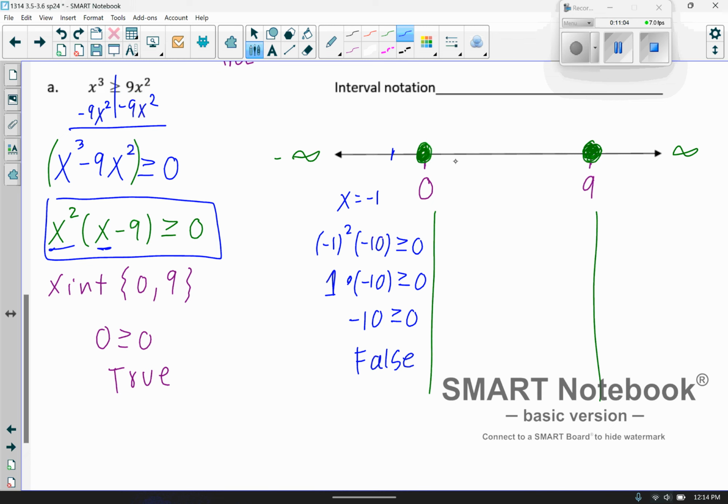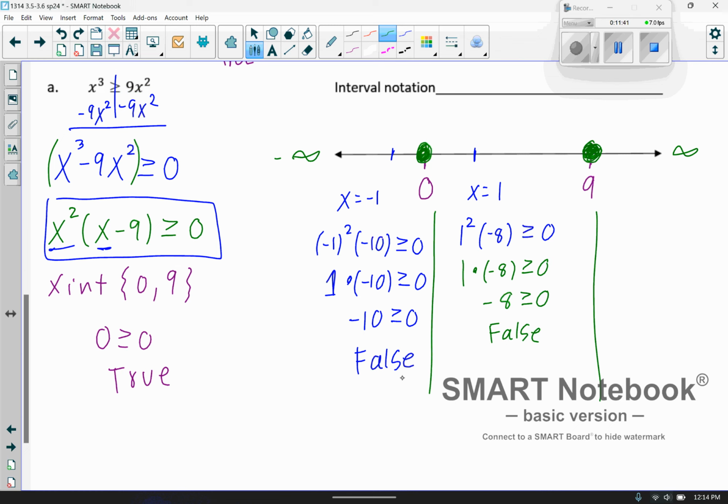Okay, what about, I can't use 0, so let's use x equals +1 and see what happens here. If I plug in +1, I'm going to get 1 squared. 1 minus 9 is -8. And then we ask ourselves, is that greater than or equal to 0? Well, 1 squared is 1, then times -8. So that's going to stay -8 is greater than or equal to 0. Same problem as the last one. Negative numbers are not greater than 0, and it's not equal to 0, so that's going to be false again.